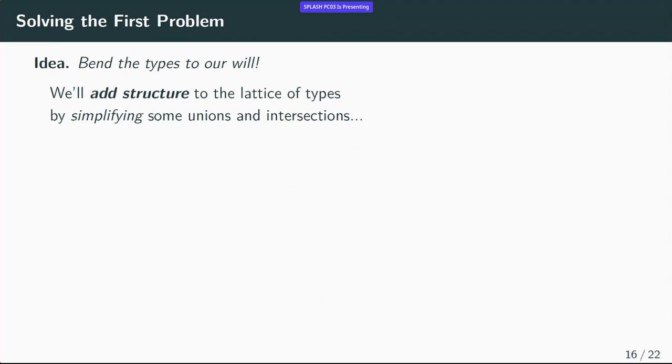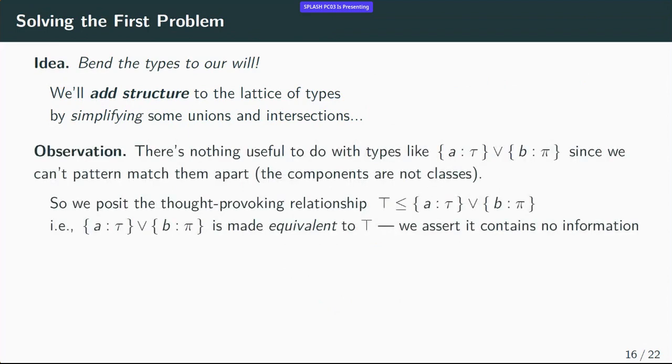Well, the first idea is to bend the types to our will. So we add structure to the lattice of types in order to make these kind of things simpler to handle. So as a first observation, we see that unions of record types are actually not very useful in the language. The language allows you to pattern match on classes, but it doesn't actually let you distinguish the components of a union of records, right? So you cannot do anything useful with such a union of records which don't share any fields. Okay, so in this case, we can say, let's consider that it's the same as top. Okay, so we had the subtyping rule that top is less than this union of records with unrelated fields, and that makes top equivalent to that type.